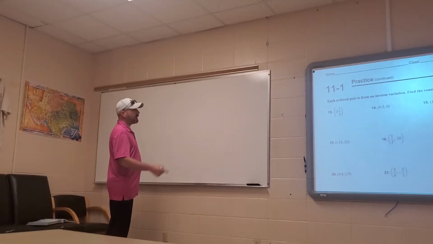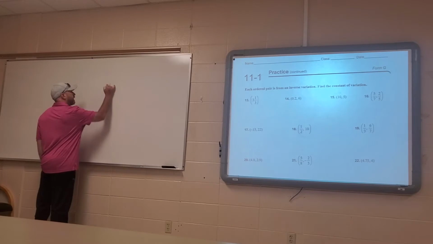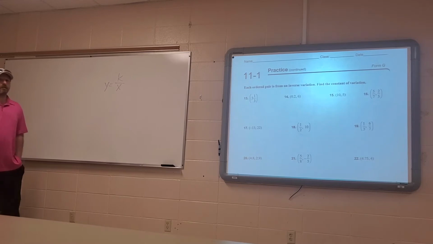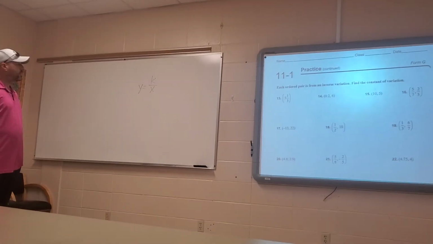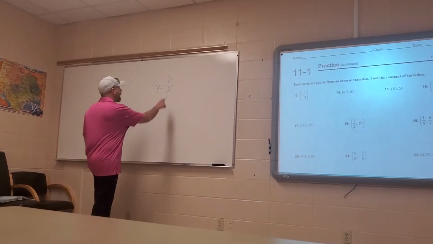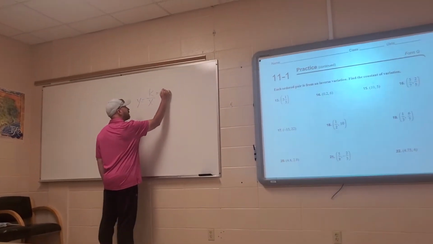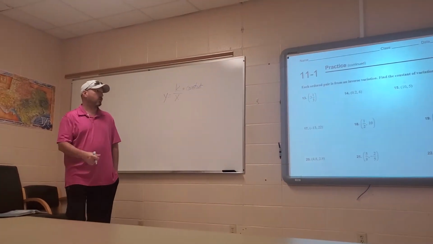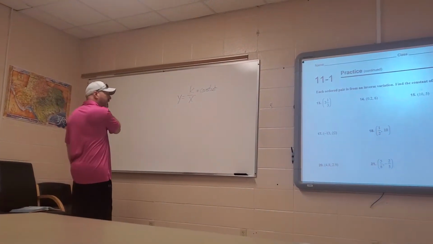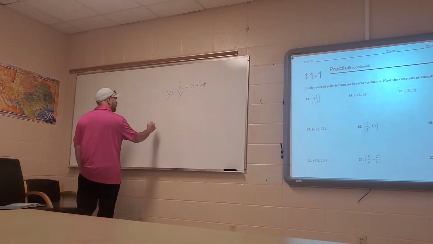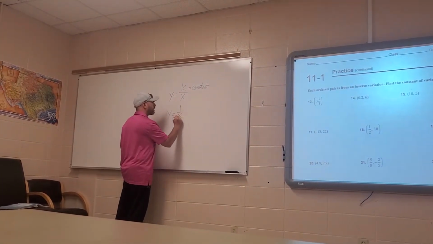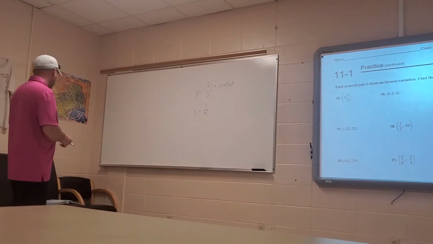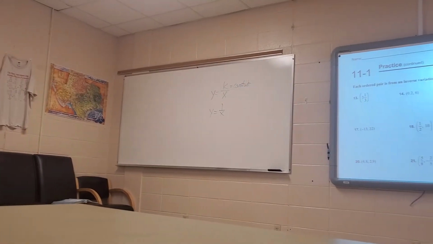Okay, today we're doing chapter 11, which is dealing with inverses. This is an inverse, y equals k over x. It's an inverse function. K is just a constant. And then you know y and x, okay? So this is basically, the parent function would be y equals 1 over x. Okay? So these are inverse functions.